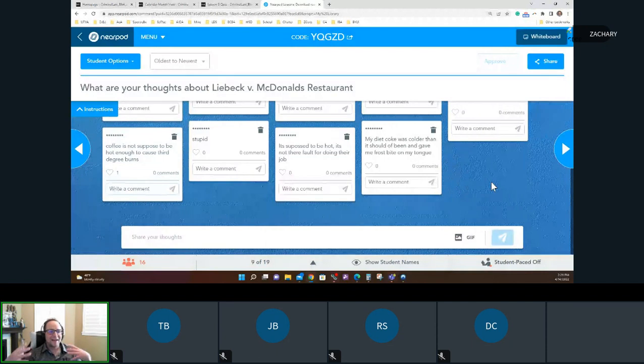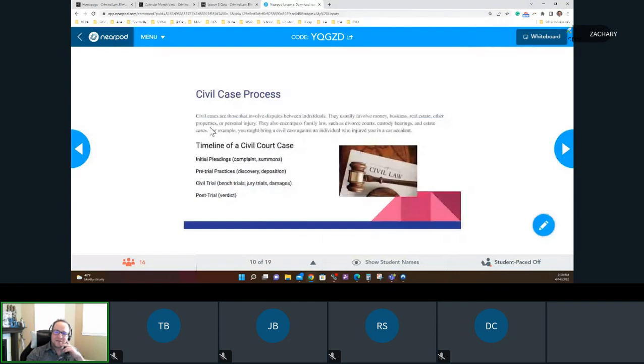Okay, so that's a civil case. A good example of a civil case and how it works. Okay, so the civil case process, this is how it works. Civil cases are those that involve disputes between individuals. They usually involve money, business, real estate, and other properties or personal injury. They also encompass family law, such as divorce courts, custody hearings, and estate cases.